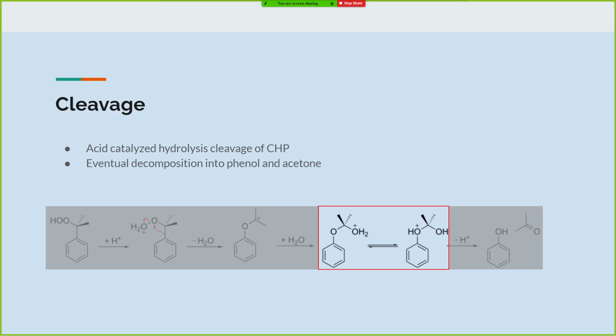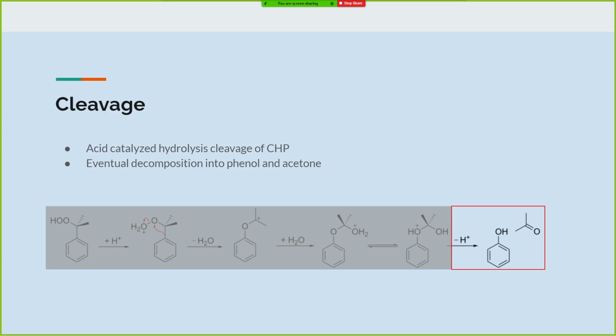And then through a reversible reaction, you get a proton hop from the water that recently bonded to the carbocation to the oxygen that's directly bonded to the aromatic ring. And then, because this is an acid-catalyzed reaction, you regenerate the acid in this step by losing a proton, and then you get decomposition of the molecule into phenol, which is the benzene ring with the alcohol group on it, and then acetone, which is the ketone here.